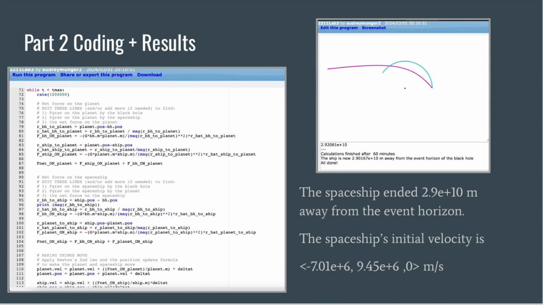We found that the spaceship ended 2.9 times 10 to the 10 meters away from the event horizon, and the spaceship's initial velocity is negative 7.01 times 10 to the 6th in the x direction, and 9.45 times 10 to the 6th in the y direction.